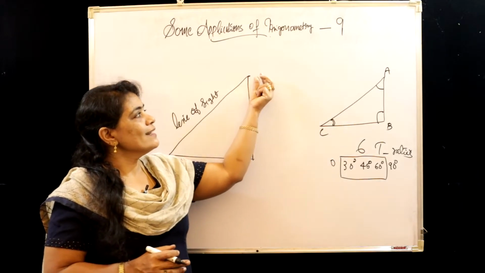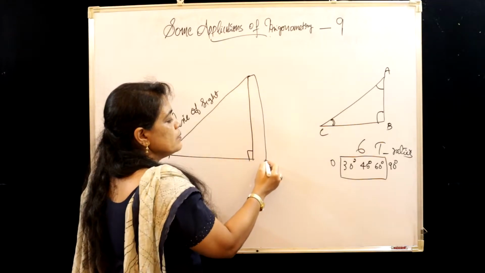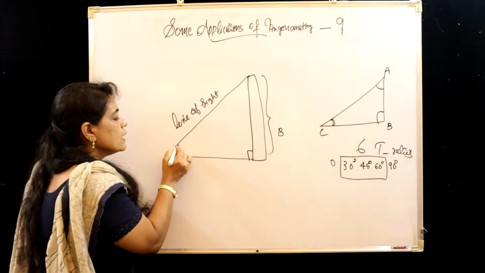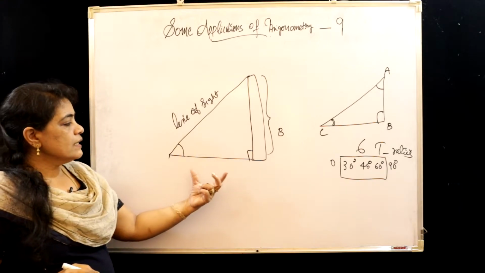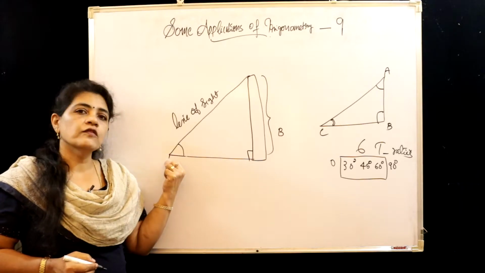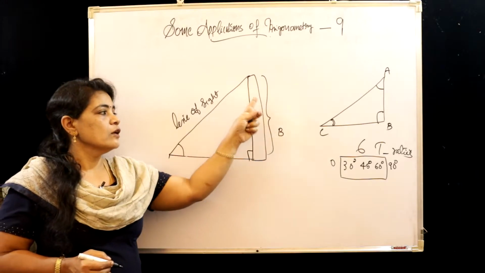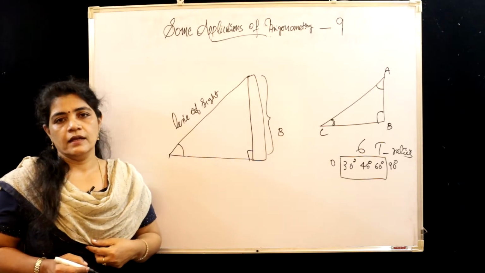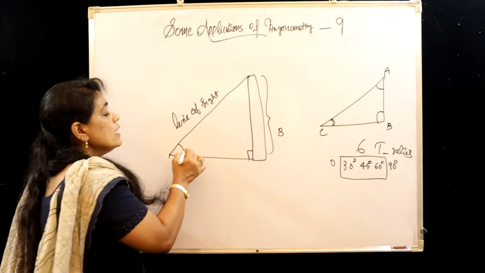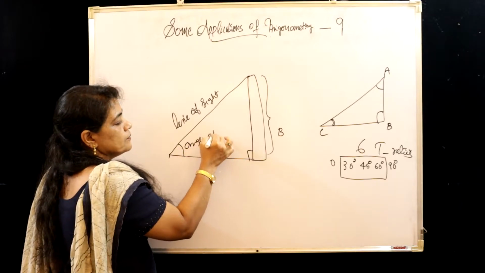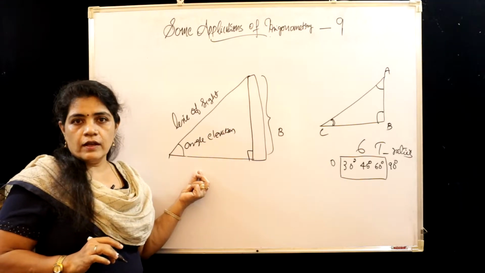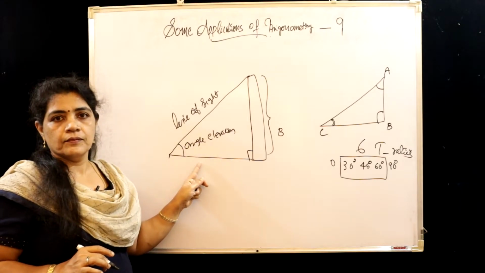Suppose this is the building. In order to get the height of the building, if you know this angle and also the distance from the foot of the building to the point where I am standing, you can easily calculate the height of the building. And this acute angle is what we call the angle of elevation, that means the angle between the ground level and the line of sight.